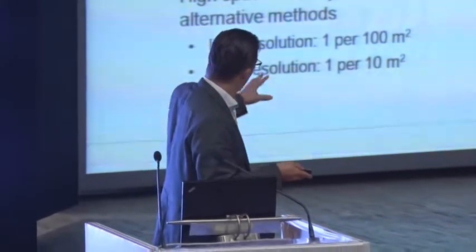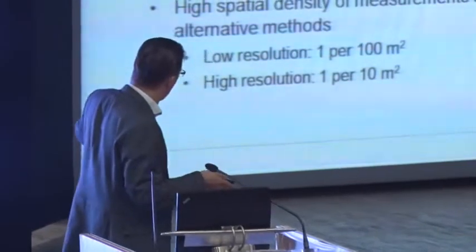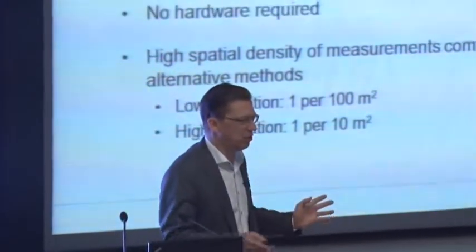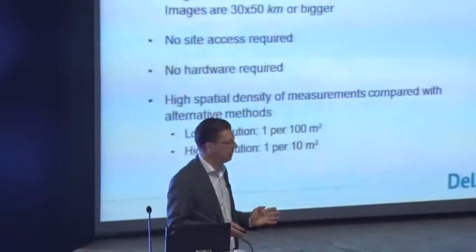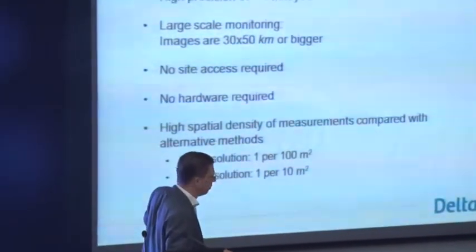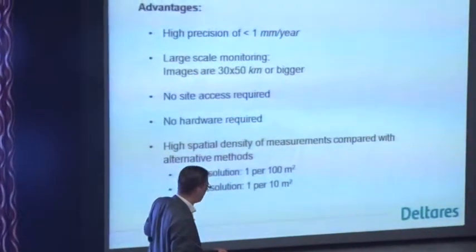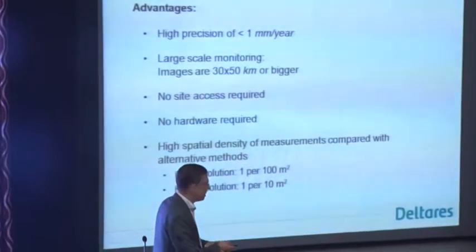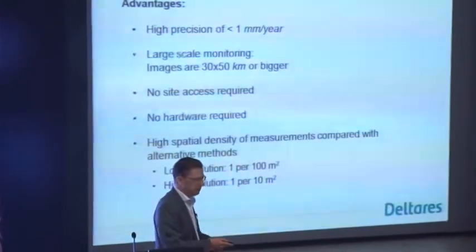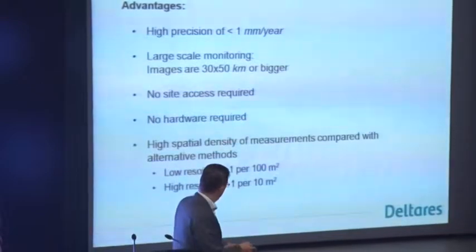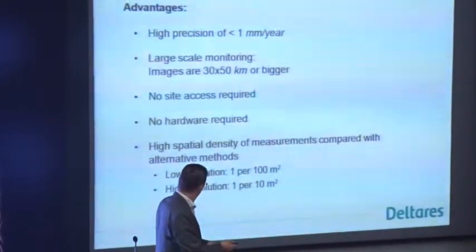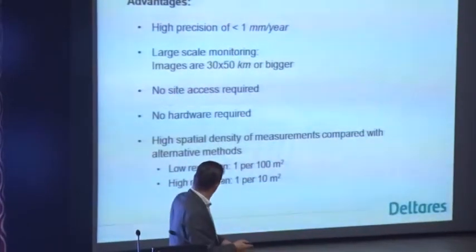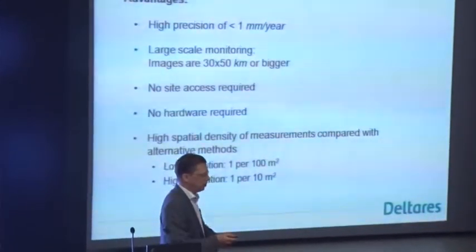So what are the advantages of the technology? It is high precision, and these images are large, so you can scan a whole area with one image. No site access is required, no hardware is required, and it gives you high resolution information. There are also, of course, limitations, for example the availability of radar images, etc.